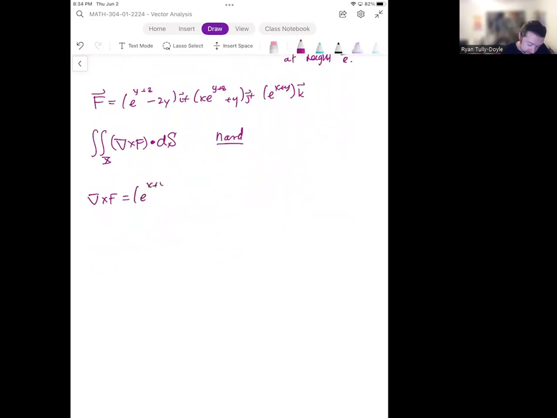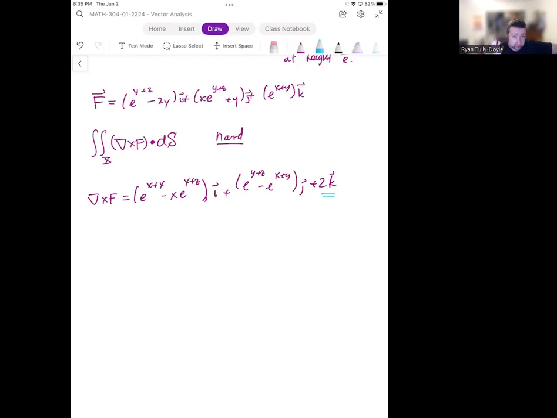e to the x plus y minus x e to the y plus z, comma, oh, in the i direction, I guess we could use component notation. e to the y plus z minus e to the x plus y, j, and then only 2k. This is your hint. This is what I didn't get to in class today. This is your hint that the curl is particularly simple in the z direction.